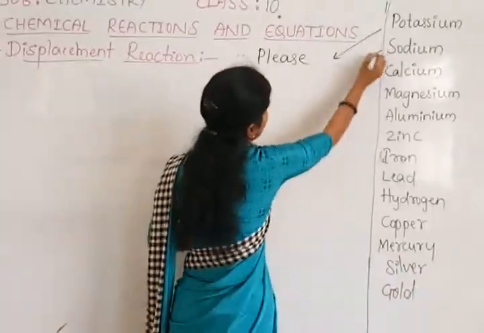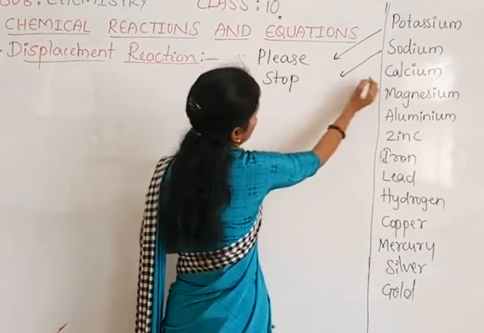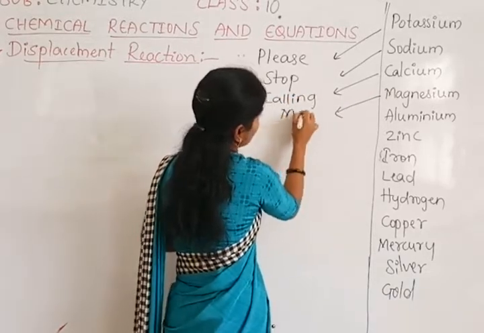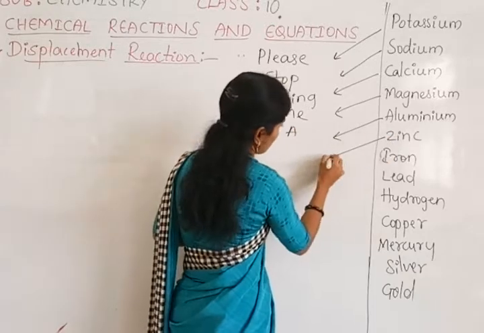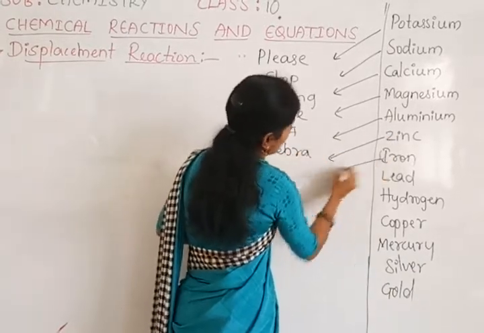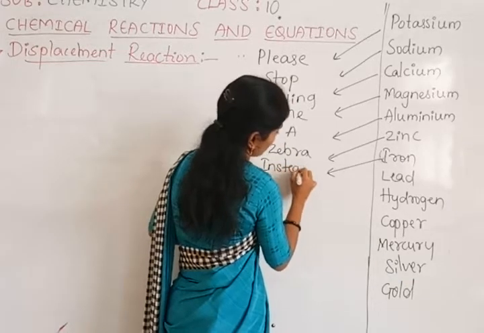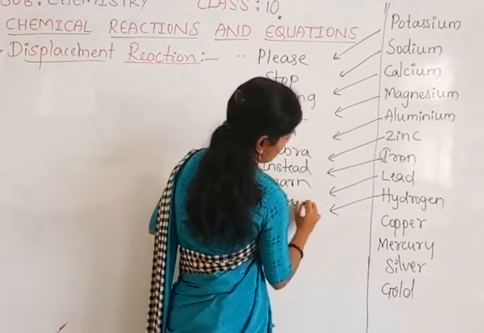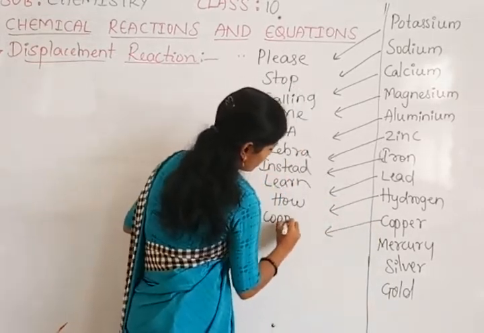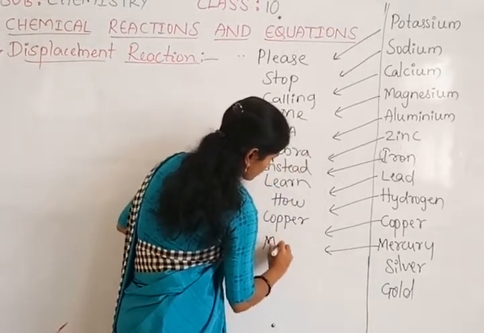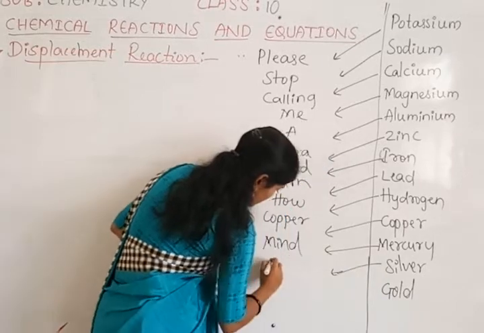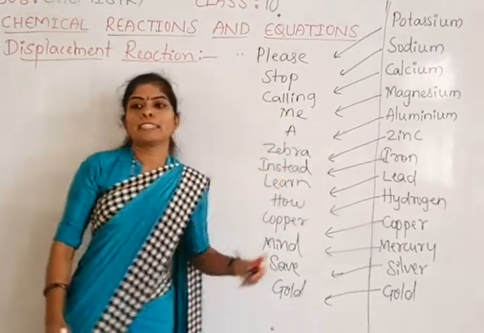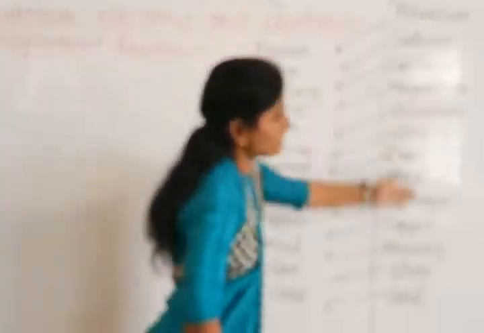Please stop calling me a zebra. Instead, learn how copper mine saves gold. By this trick you can remember the reactivity series.